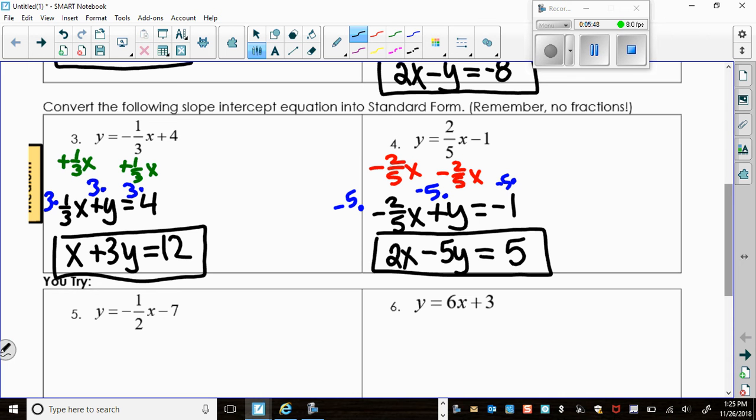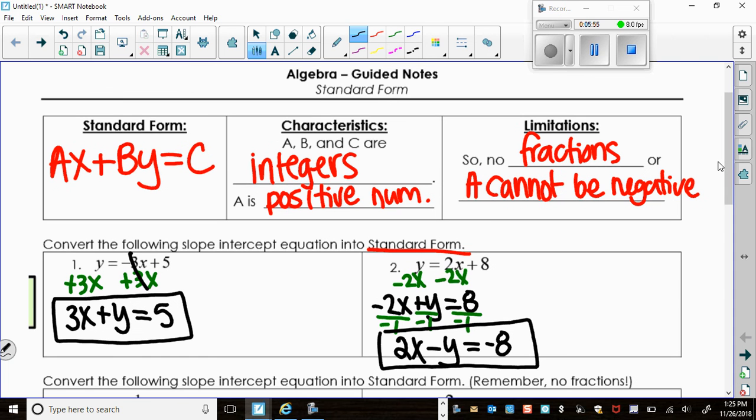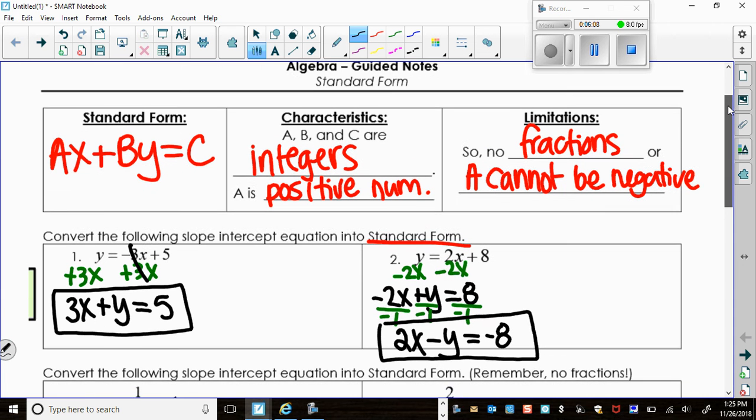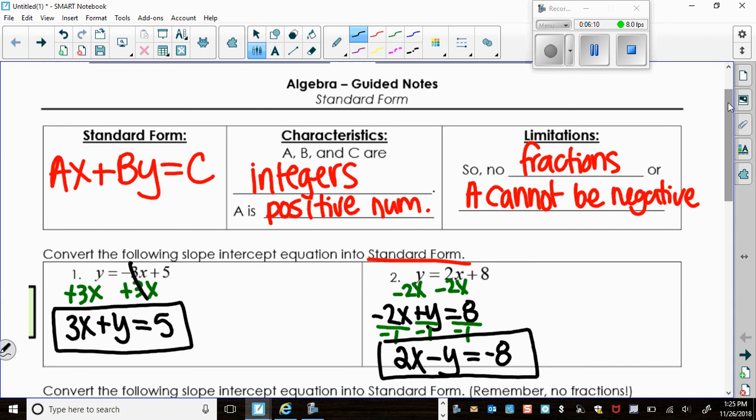And there you go. So that is standard form for you. Remember, you cannot have any fractions, and a cannot be negative. Everything else can be negative. This b can be negative. This c can be negative. Just the a cannot be. Okay. So you can go ahead and try the rest of the problems on your own, but this is just a basic tutorial on how to solve these problems.